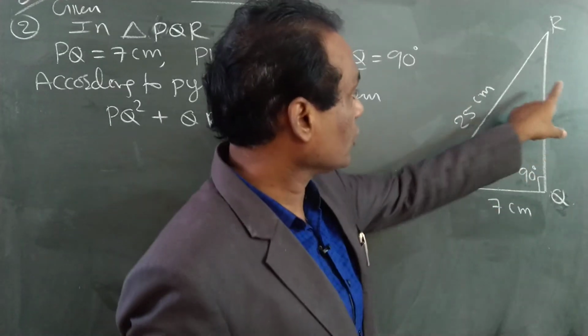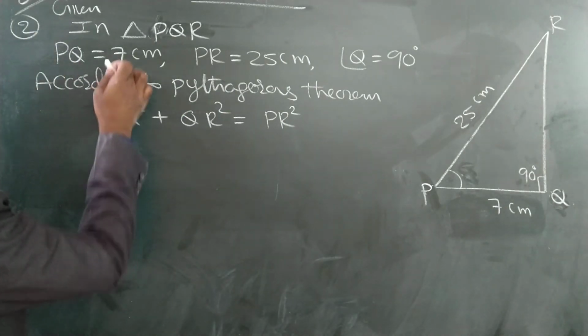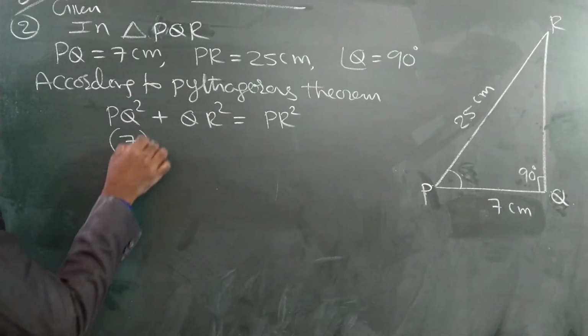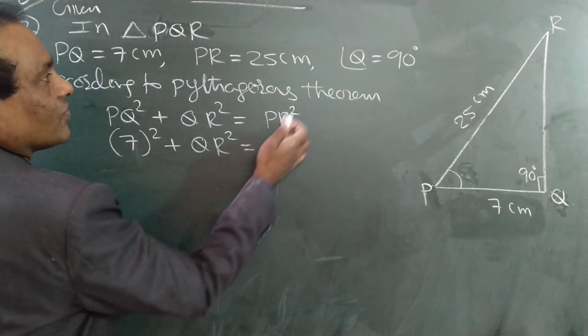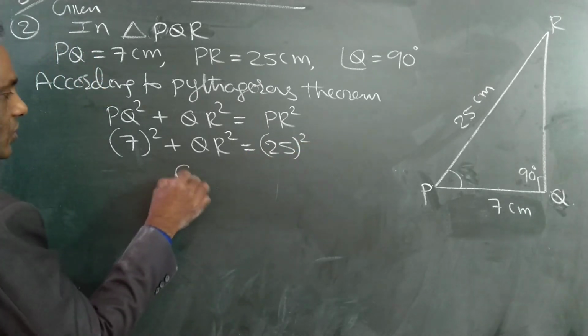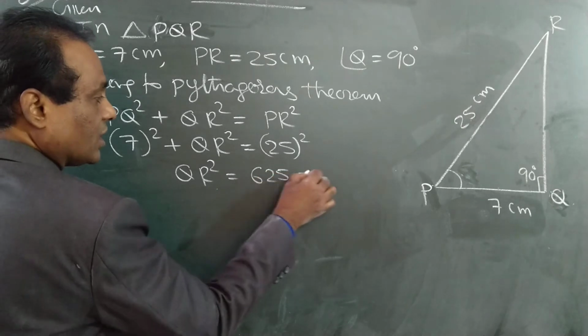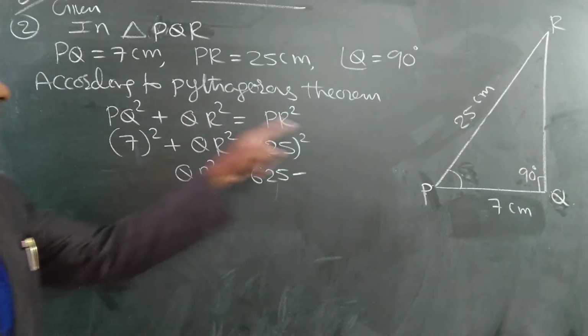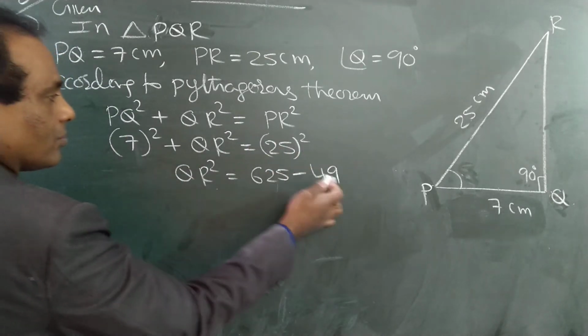PQ square plus QR square is equal to bigger side square. PQ is 7. QR we don't know, we have to find. PR we know, 25. So QR square is equal to 25 square, which is 625, minus 7 square, which is 49.